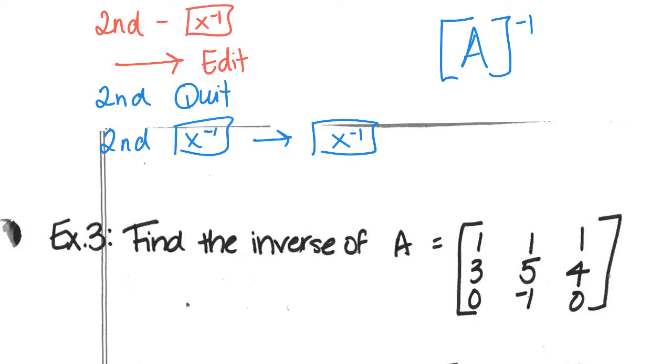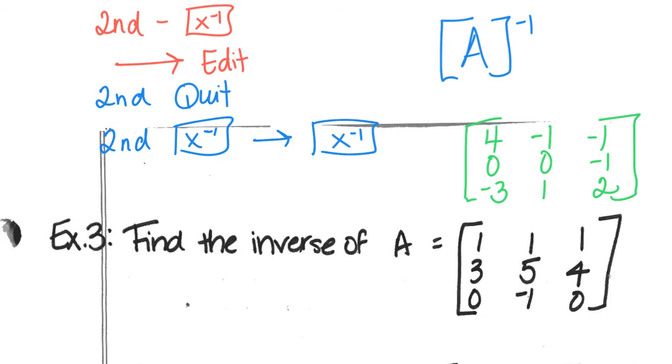Did you get an answer? Push pause and let's see if we got the right answer. I got 4, -1, -1, 0, 0, -1, -3, 1, and 2. Did you get the right answer?